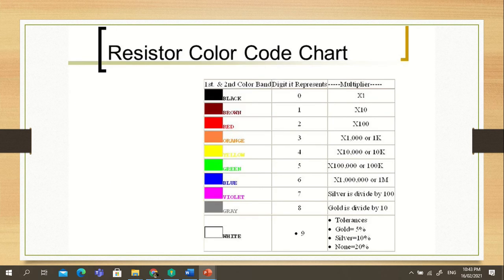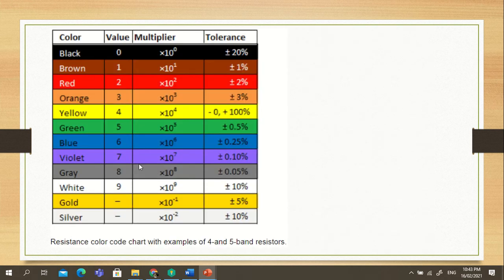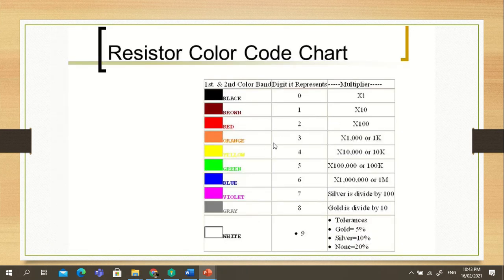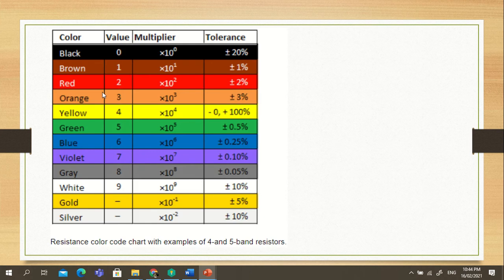Remember this color code. If you don't like to use this, then there's another one, something like this. So they're just the same. This resistor color code chart is just the same as this. Whichever is convenient for you, you can use either of these charts.